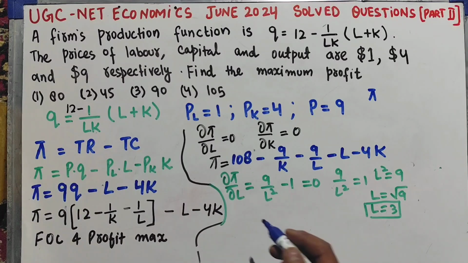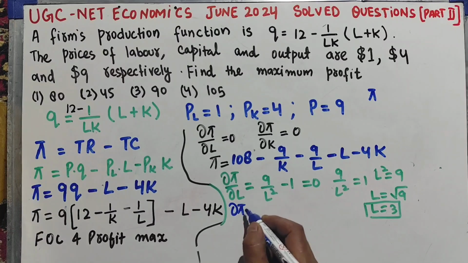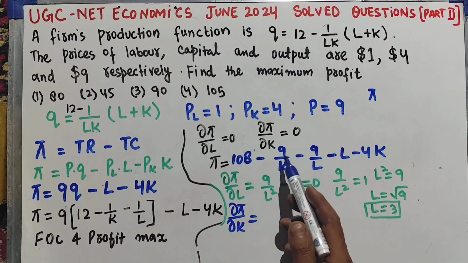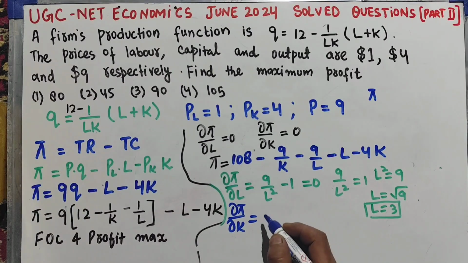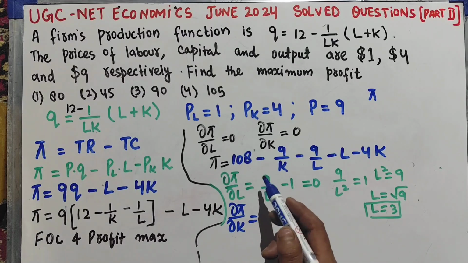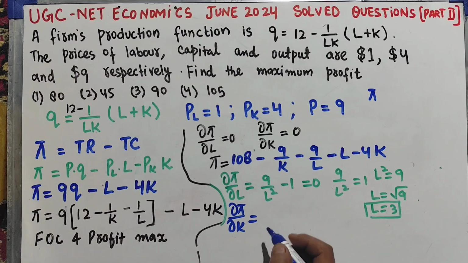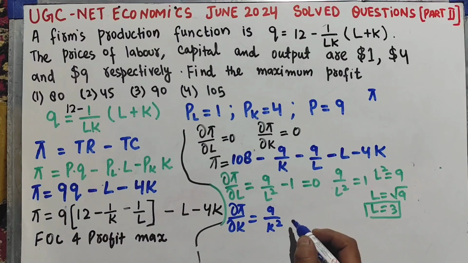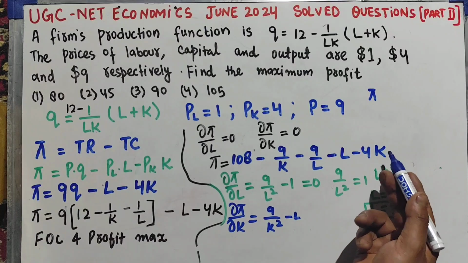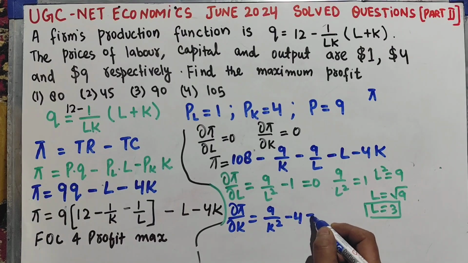Similarly, we need to find the derivative of the profit function with respect to k. This time we take the partials with respect to k. Now the derivative of a constant is 0, the derivative of 9 upon k will be equal to, we have minus also here, so minus into minus will become plus, as I have explained here. So it becomes 9 upon k square. Derivative of k in the last term is 4, so we are left with minus 4, and we set it equal to 0. That means the partial derivative with respect to capital.